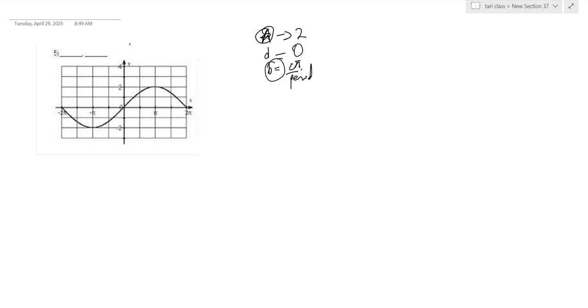The difference between the two highest points or the two lowest points. Now, I can't find any two highest points and I can't find any two lowest points here. What am I going to do? I'm going to complete this graph like this. Here, I'm going to complete it like this. Now, look at the interval of the 2 points.